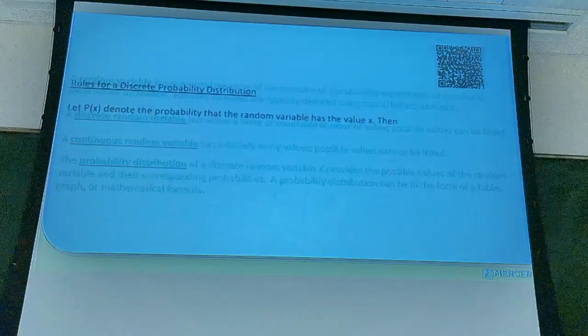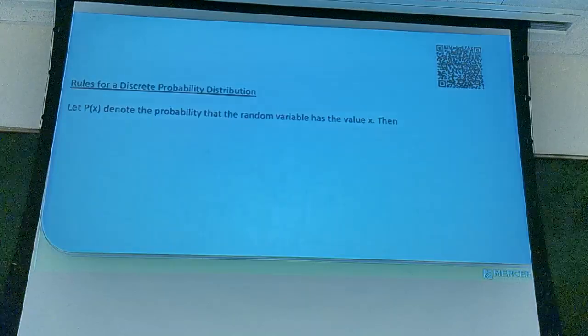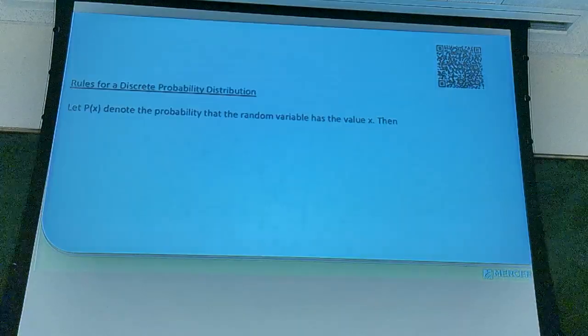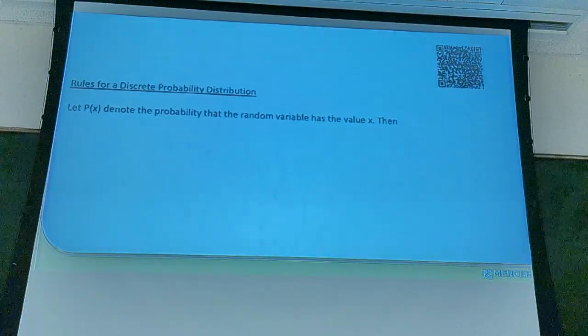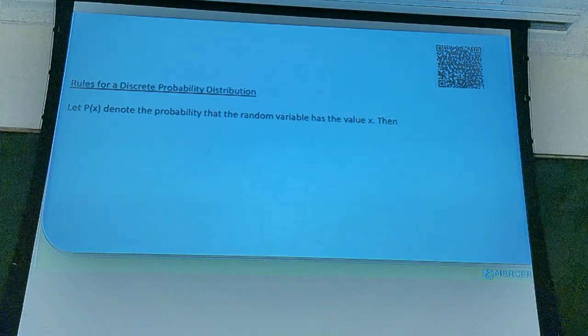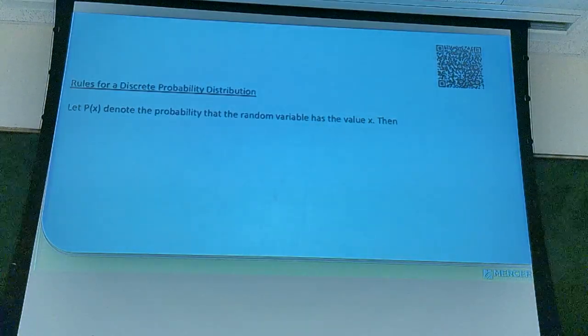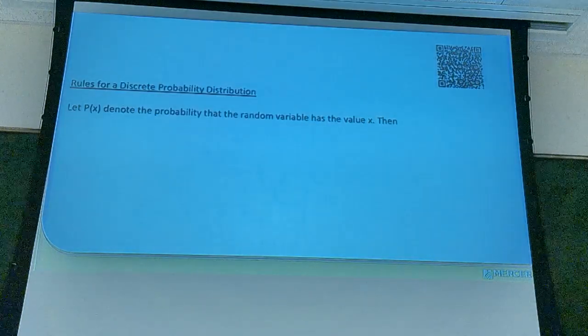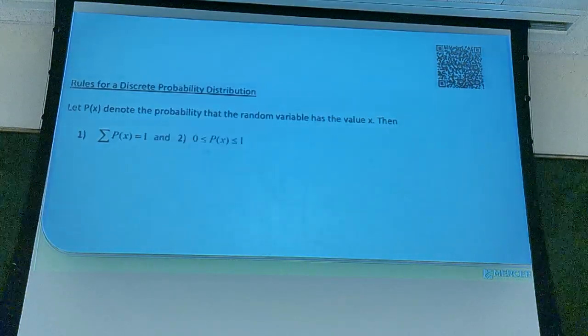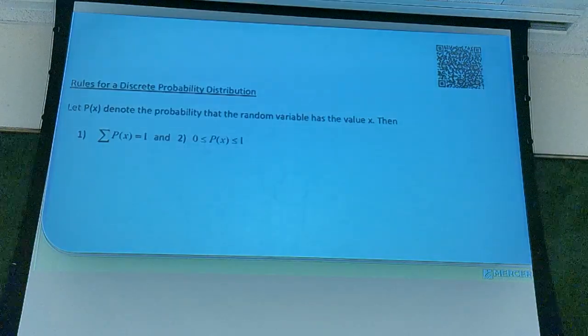Rules for distributions. We have capital P of X, the probability that the random variable takes on the value X. These are going to be for discretes. We're not really going to delve into continuous at all because that is strictly integration, which is Calc 2. At least with finite sums, we can understand it. The sum of all probabilities has to be 1, and each individual probability has to be between 0 and 1.